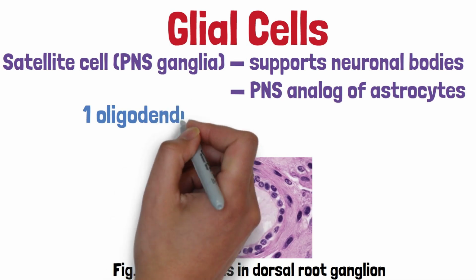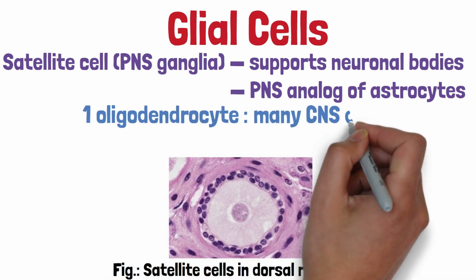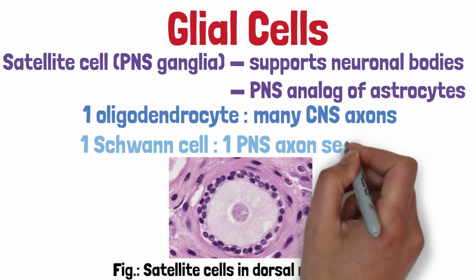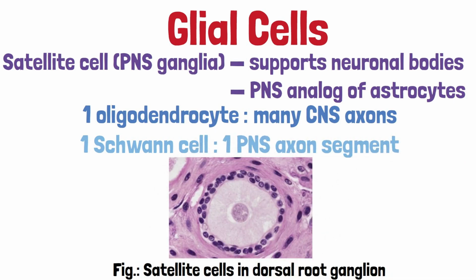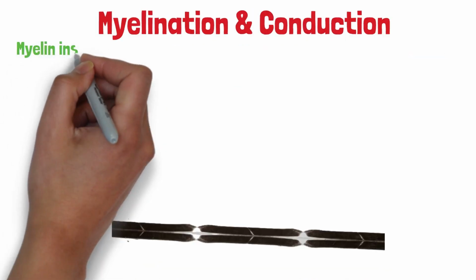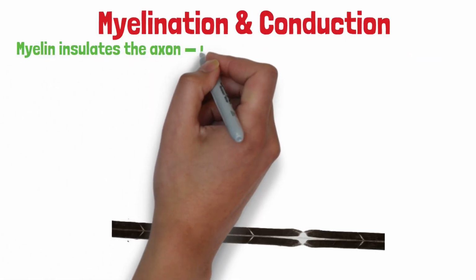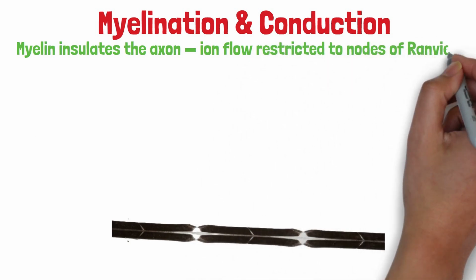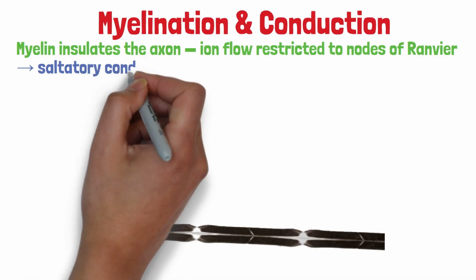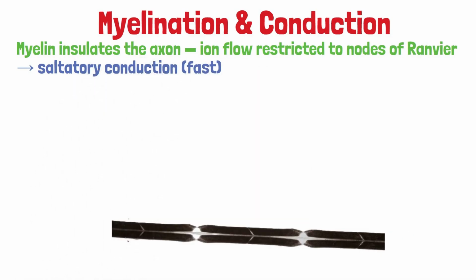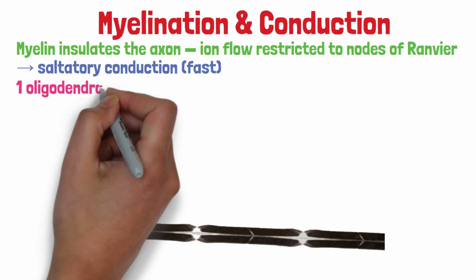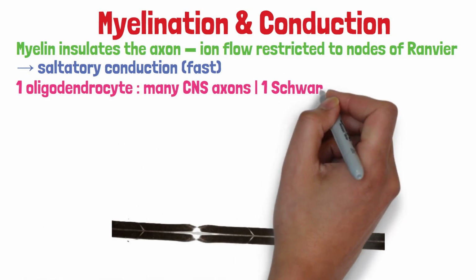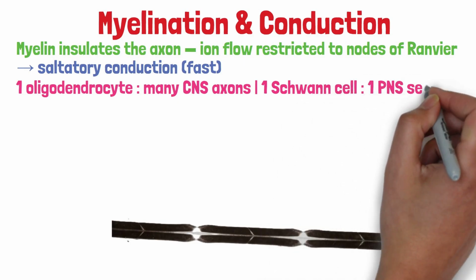The ratio worth memorizing: one oligodendrocyte myelinates many CNS axons, but one Schwann cell only ever myelinates one PNS axon segment. Myelin's job is insulation. It restricts ion flow to specific gaps called the nodes of Ranvier, and that's exactly what enables fast, saltatory conduction, where the signal essentially jumps from node to node. And remember, one oligodendrocyte handles multiple CNS axons, while one Schwann cell only handles a single PNS segment.